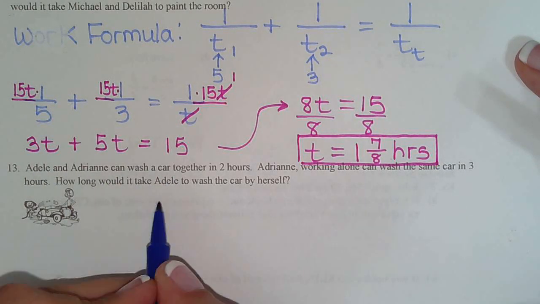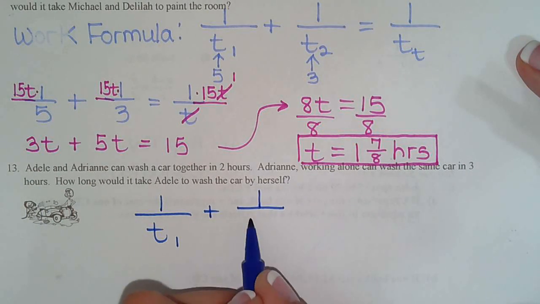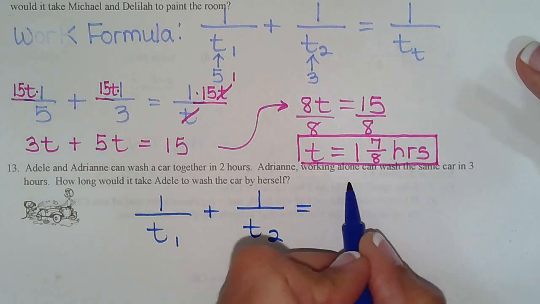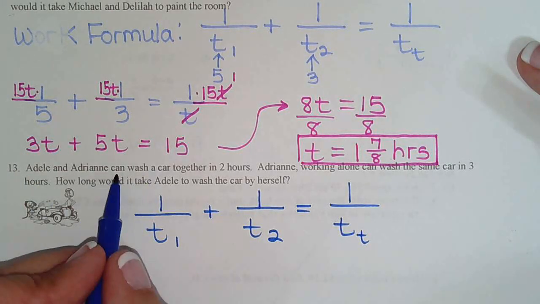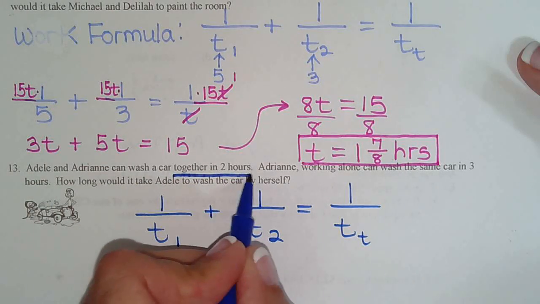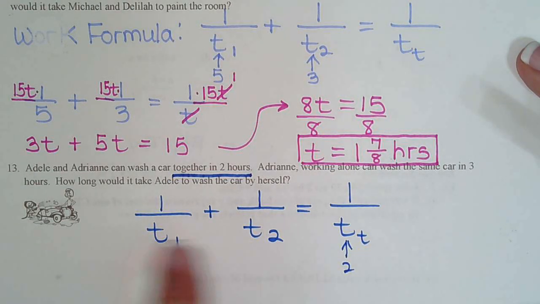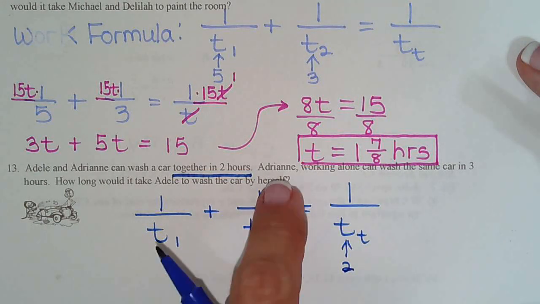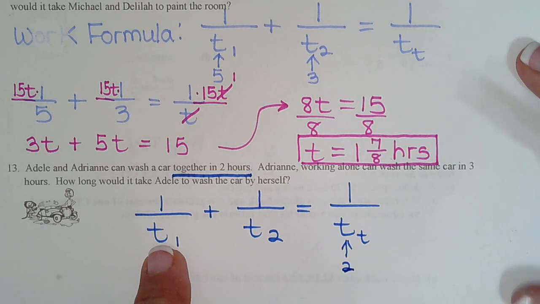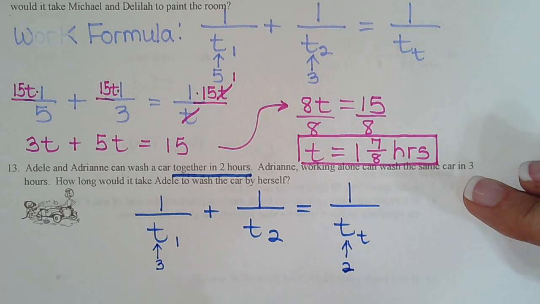So I can see they're working, so I immediately write the work formula. 1 over the time of the first person plus 1 over the time of the second equals 1 over their time together. So Adele and Adrian wash a car together in 2 hours. So here's my 2. Don't put it over here. These are alone times. So 2 hours working together. Adrian, working alone, can wash the car in 3 hours. How fast can Adele wash it? So this will be Adele by herself.